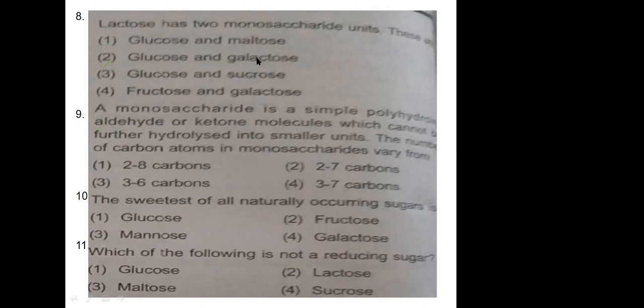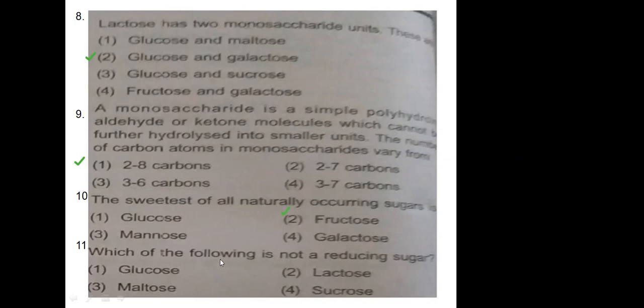Lactose: glucose and galactose. A monosaccharide is a simple polyhydroxy aldehyde or ketone molecule which cannot be further hydrolyzed into smaller units. The number of carbon atoms in a monosaccharide may vary from 2 to 8. The sweetest of all naturally occurring sugars is fructose.